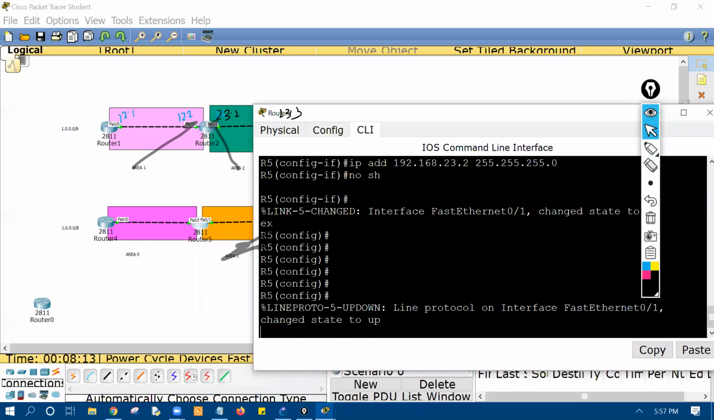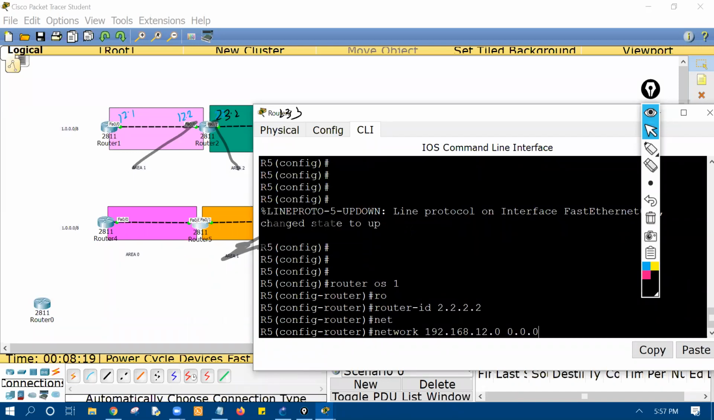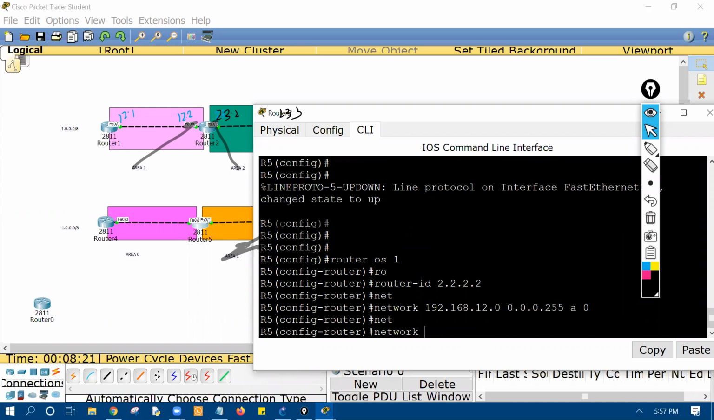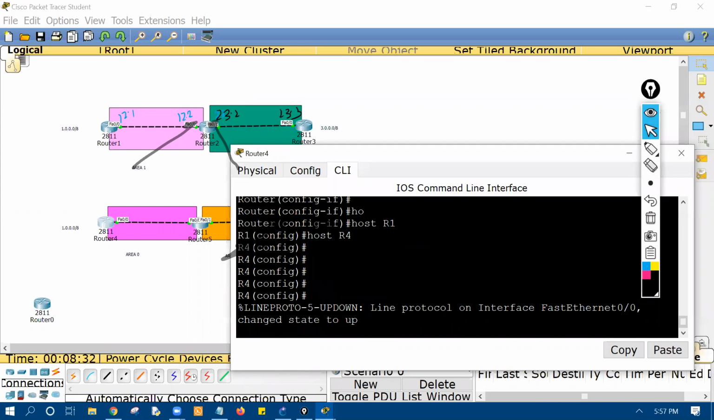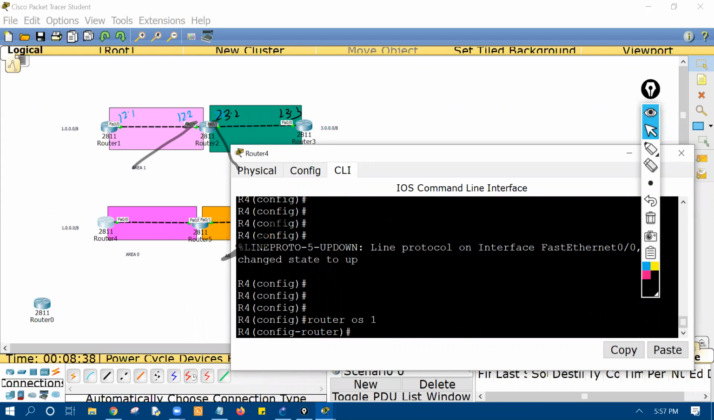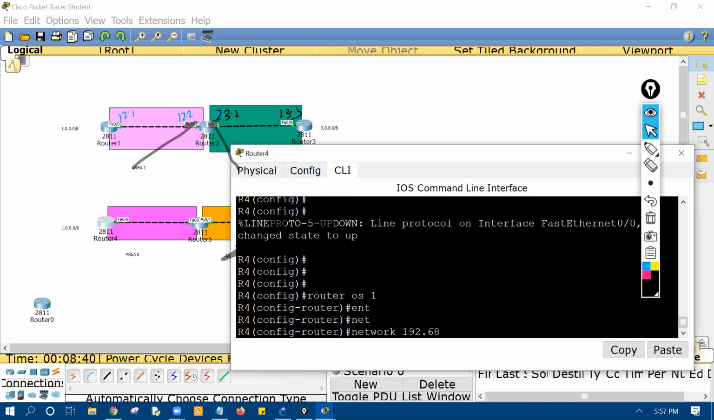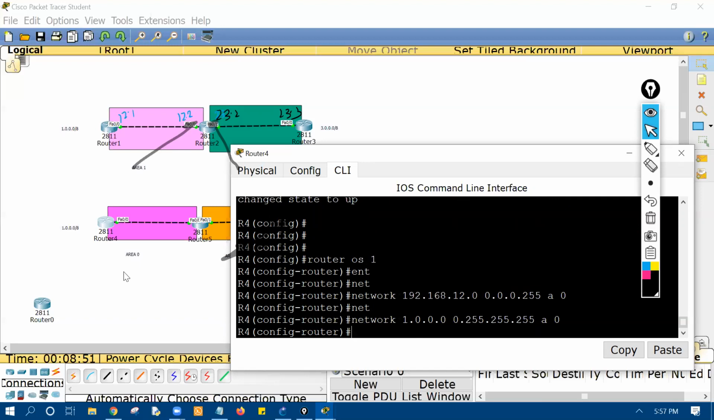R5, area 0. And let's go now to R4. Router OSPF number 1, area 0, network, area 0. And now try to understand things.